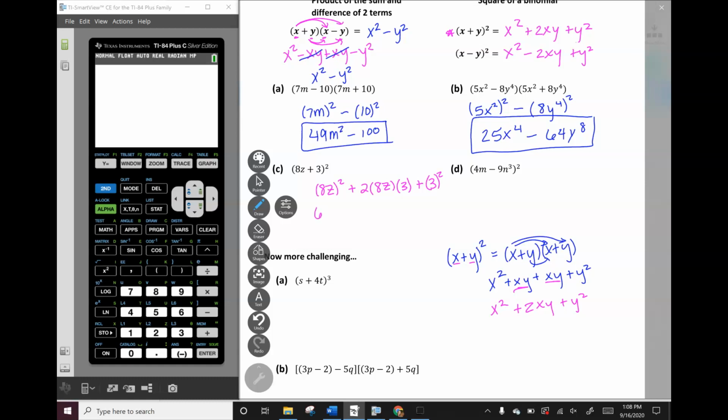Okay, so squaring this gives me 64z squared. Multiplying all three of those together, 2 times 8 is 16, and 16 times 3 is 48. 3 squared is 9. Oops, forgot to put the square on my z. All right, that's it for that one. All right, looking at D. So again, squaring the first term.